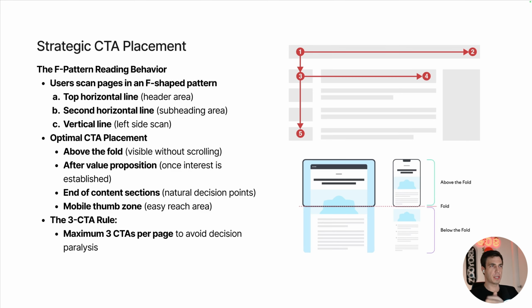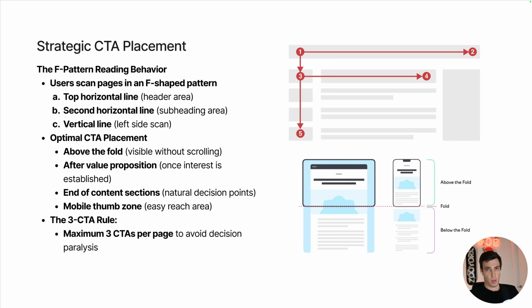So, strategic call to action placement. Humans typically read in an F pattern. So users are going to be scanning your page in an F shape, as you can see on the screen there. The first line on the top is the top horizontal line. This is your header area. Second would be the subheading area. And then the third is going to be the vertical line across the left side.